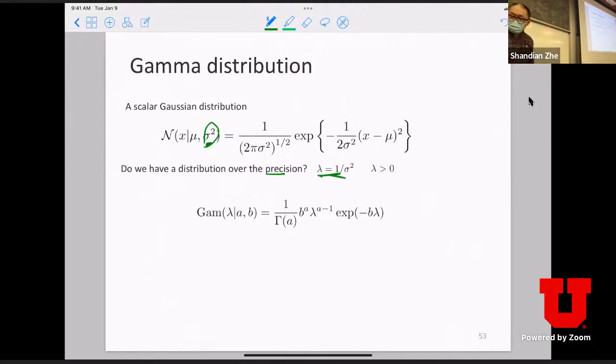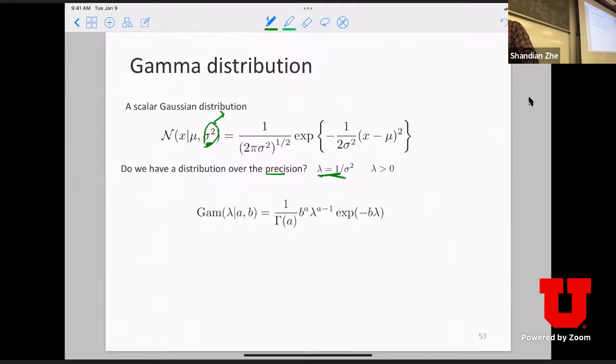A very commonly used distribution is the gamma distribution. Of course, because this is a variance, it must be positive. That means you need a distribution which can only place probability densities over positive numbers. It cannot place densities over negative numbers.